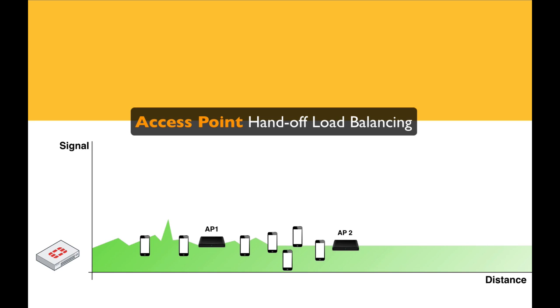Well, you can limit the number of clients. It can be 10, 20, 30 clients per access point. But you can also control the load balancing threshold, so whenever a client has enough signal strength to another access point, it will roam to that access point. Let's see how we do it.